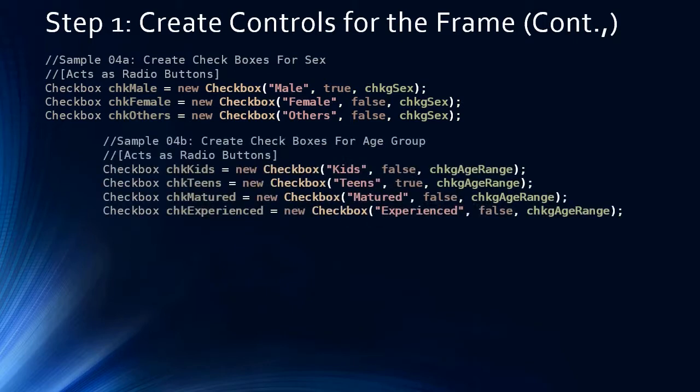Next, we create another set of checkboxes, and this time we group them under the age range checkbox group. So now we have seven checkboxes, in which the first three checkboxes are grouped under sex, and the second four checkboxes are grouped under age range. So totally we have two radio groups. Once the checkboxes are added to a group, they become radio buttons. These are actually checkbox instances, but visually they will appear as radio buttons. So there will be totally seven radio buttons, and there are two groups under which these seven radio buttons are grouped.